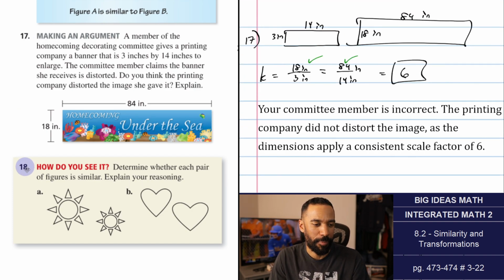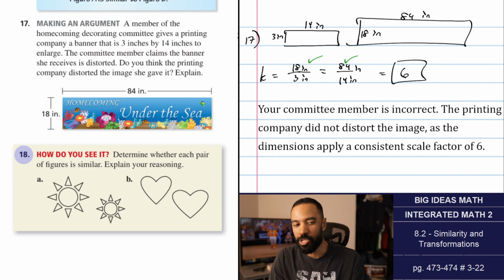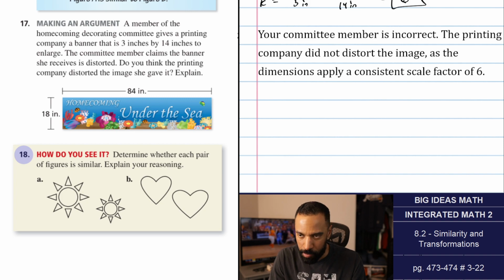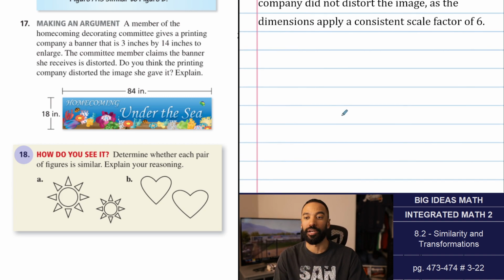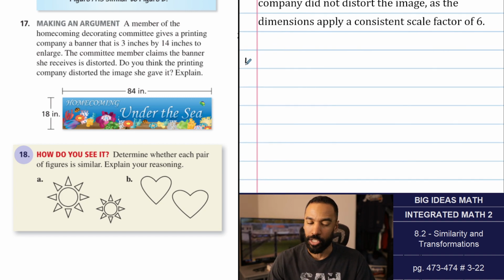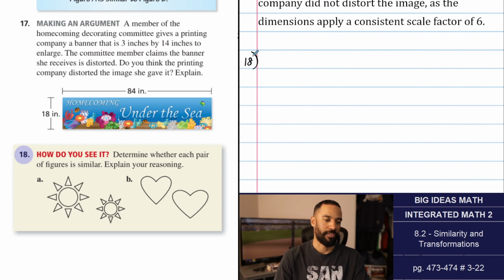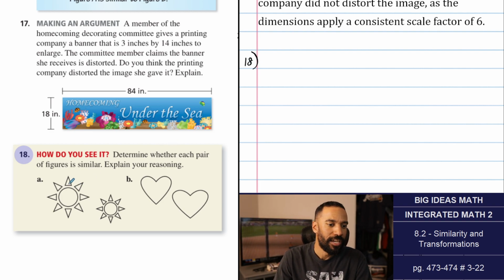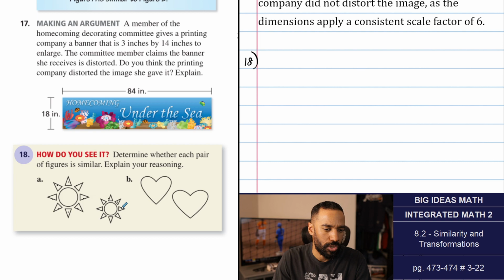Number 18, 5 more problems. Determine whether each pair of figures is similar. Explain your reasoning. Well, it's going to be one of those things. I'm not going to be mapping transformations if they don't ask me to. But it's all about size and shape. If I can translate things in a certain way, then everything would work out. Now, when we look at the suns, let's make sure that the shape things are the same. We got 1, 2, 3, 4, 5, 6, 7, 8 of these, and 1, 2, 3, 4, 5, 6, 7, 8 of these. Top to bottom, looks like the shape is pretty identical.